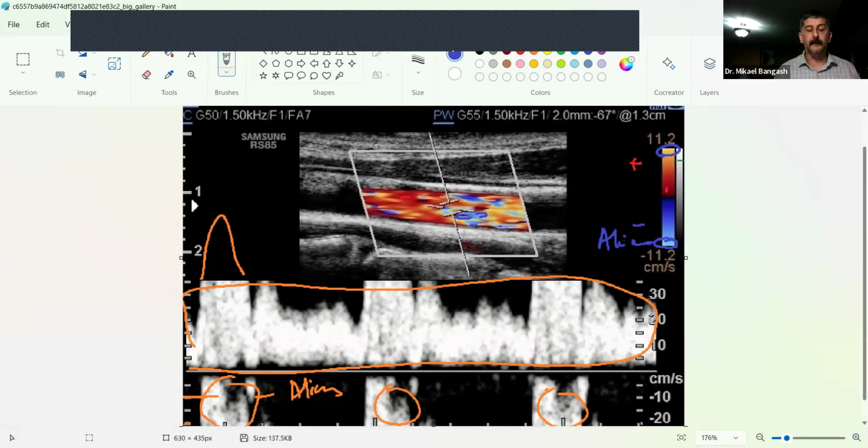Did you guys get that? Yeah. So this is typical of a color Doppler. It's color Doppler with aliasing.